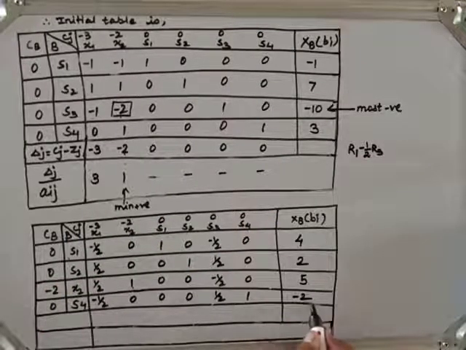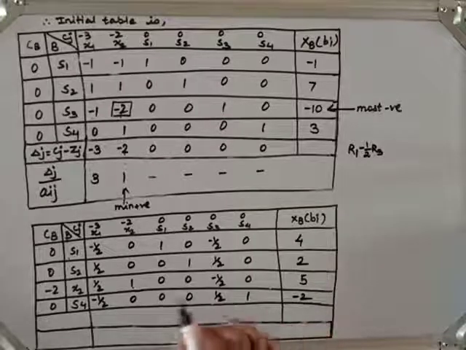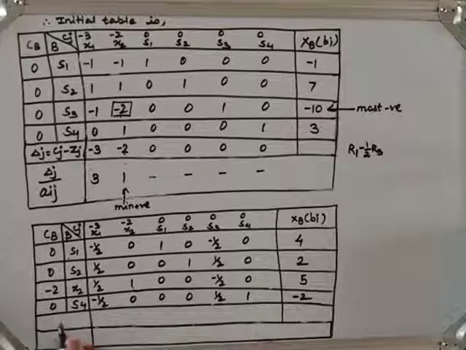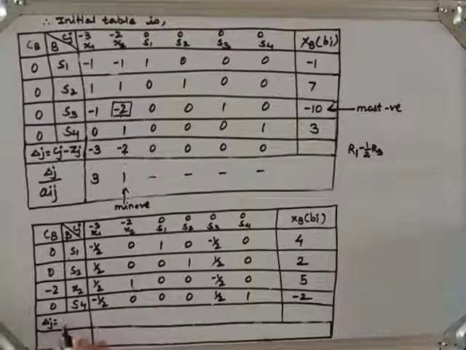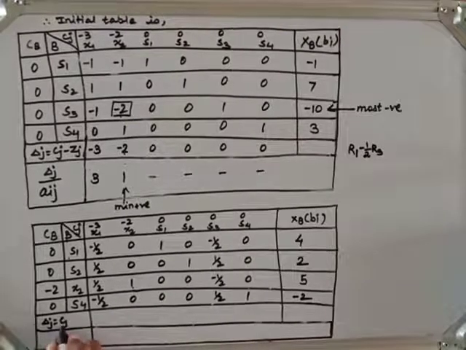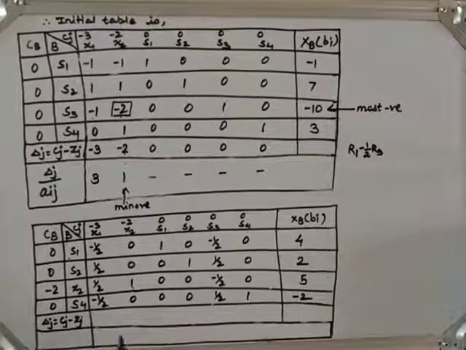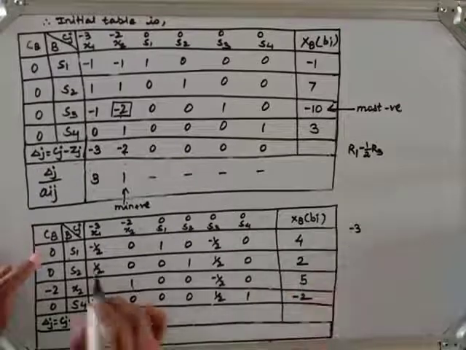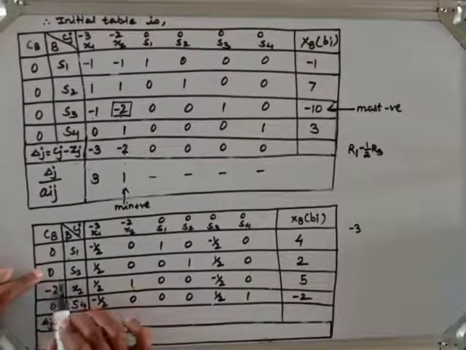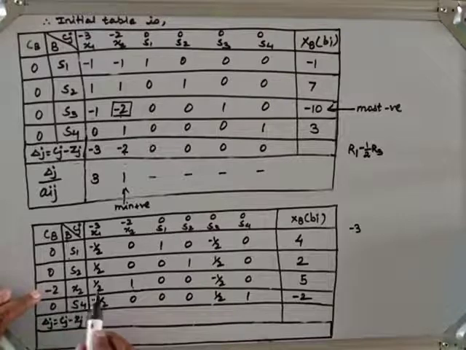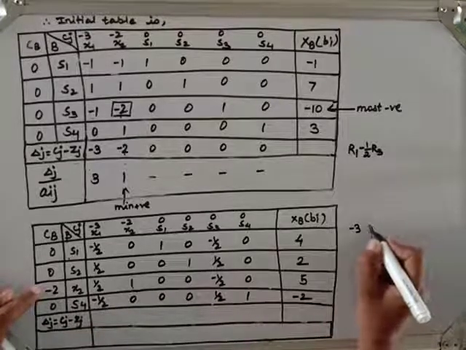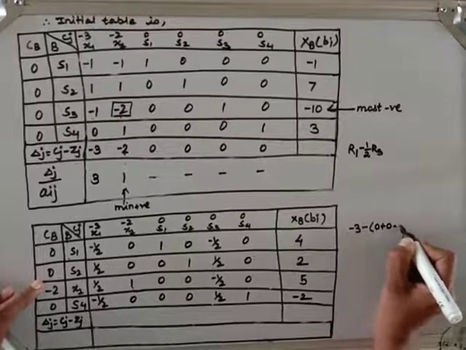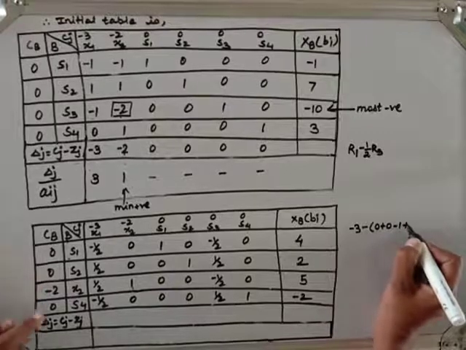Now again look at here, this Bi is what? Negative. So this won't again give the optimal solution. So we need to go for next table. But let us find out what are del J. Del J is Cj minus Zj. So here it will be Cj is what? Minus 3. Now here look at, here 0, this is 0, and the product of these one will become minus 1. So Cj minus 0 plus 0 minus 1 plus again 0.